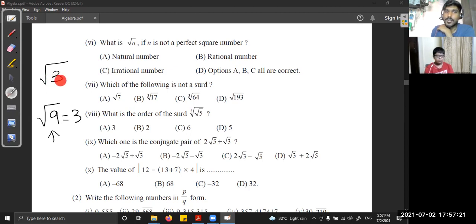And surds are usually irrational. So here they have said that if n is not a perfect square, then root of n will be which of the following? Irrational. So C is the answer.